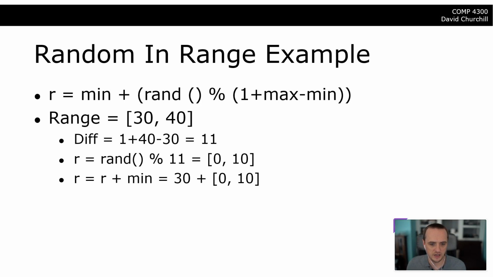So we say r equals rand mod 11. So this gives us a value between 0 and 10 inclusive. And then we add this back to min, we get a number, which is 30, plus a random number inside this range of 0 to 10.